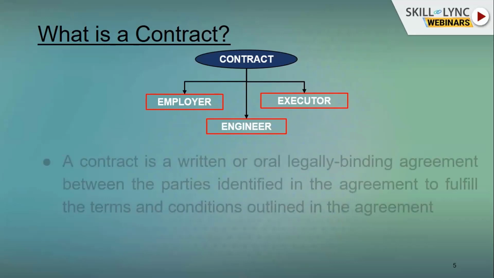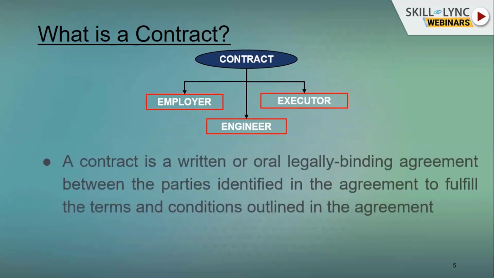A contract is nothing but a written or oral agreement between employer, engineer, and executor. The employer is the owner or customer. The executor is the contractor, and the engineer, in civil engineering construction terms, is called a PMC. There are chances where the employer is competent enough not to have a PMC in the contract, so they directly contract the executor, where the PMC will not be tasked. But this is the general typical set-up where the majority of projects have all three parties in a contract.